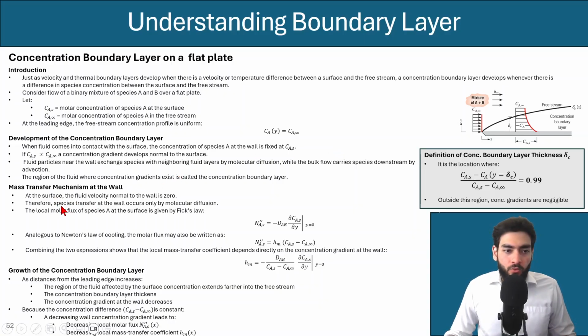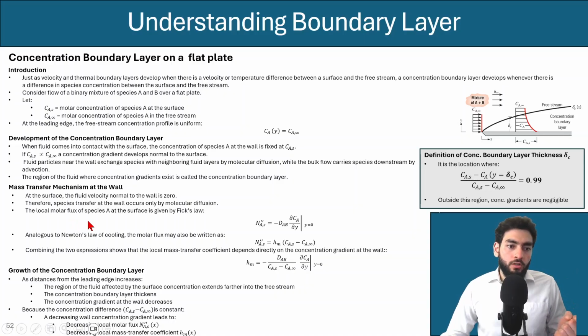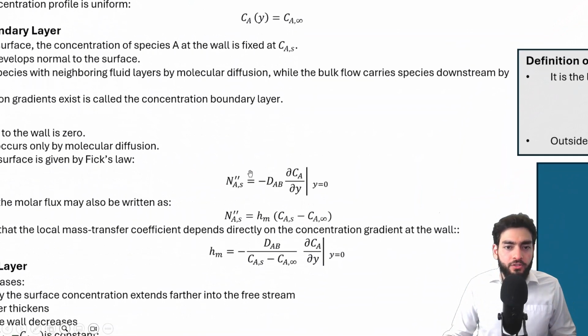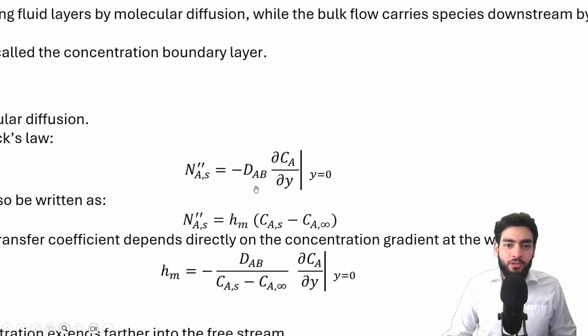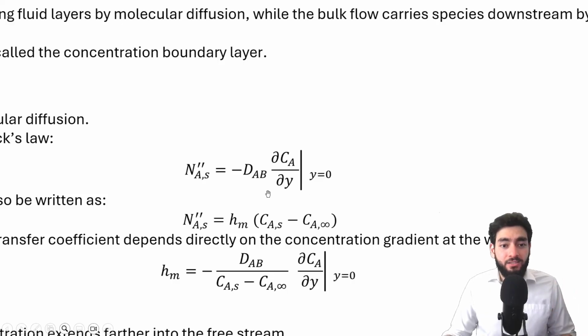So, the mass transfer mechanism at the wall. At the surface, the fluid velocity is 0 because of the no-slip condition. Therefore, species transfer at the wall occurs only because of molecular diffusion, and so the local molar flux of species A at the surface is given by Fick's law. This is similar to the conduction that we identified in the thermal boundary layer at the surface. The equivalent in terms of mass transfer is Fick's law, whereby at the surface the molar flux is equal to -1 multiplied by the molecular diffusion coefficient multiplied by the concentration gradient in the y direction evaluated at the surface.